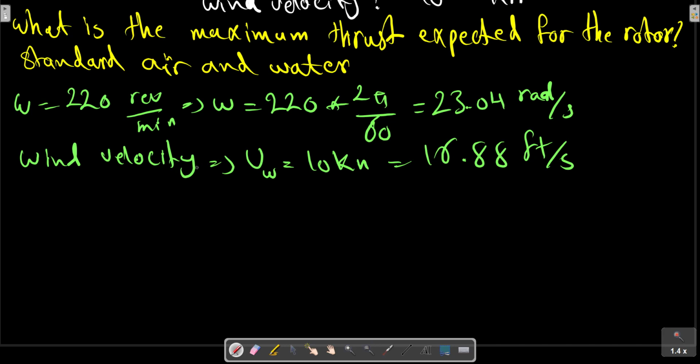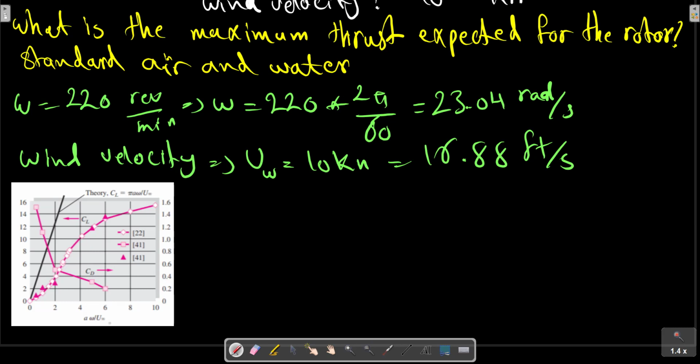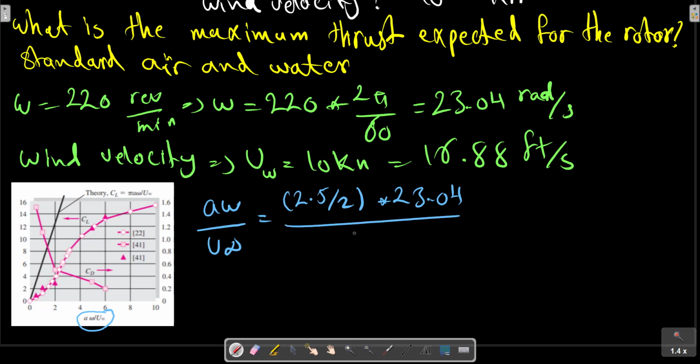We have a diagram for this type of problem to calculate the drag and lift forces. The diagram is shown in this picture. We should first calculate the horizontal parameter for this diagram, which is a omega over U infinity, the wind velocity. In this case, a equals the radius of the rotor. The diameter of the rotor is 2.5, so the radius is half of the diameter, multiplied by omega over the wind velocity.